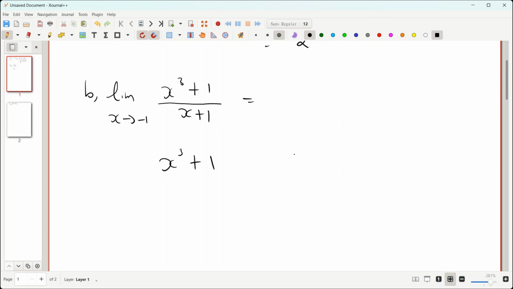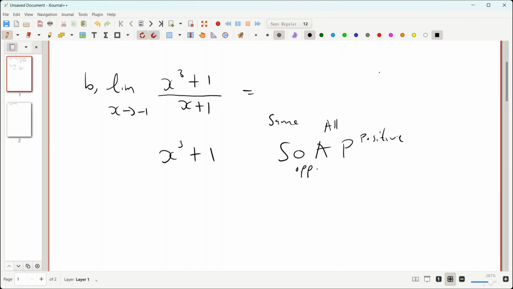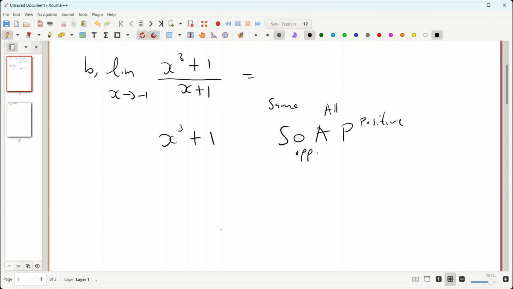The SOAP method: S means same, O means opposite, A means all, and P means positive. I'll show you an example of how the SOAP method works.